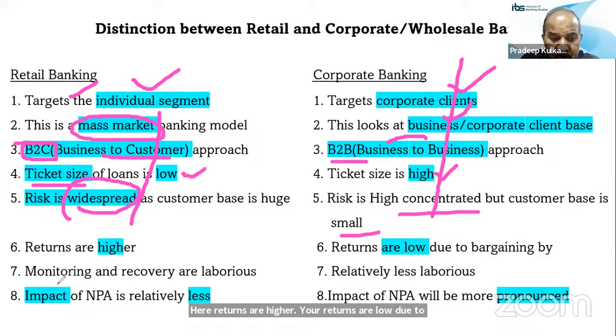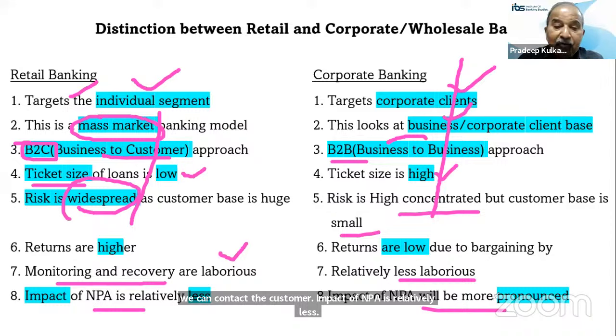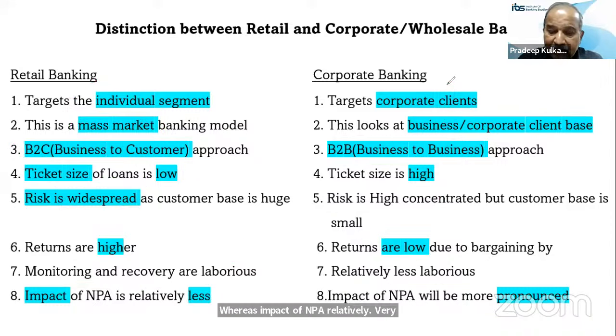In retail, monitoring and recovery are very laborious because there are so many places we need to visit. In corporate banking, it is less laborious because at one go, we can contact the customer. In retail, the impact of an NPA is relatively less, whereas in corporate the impact of an NPA is very high. One corporate account NPA is almost equal to 100 retail banking accounts.